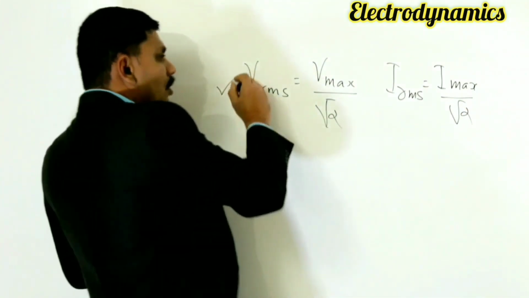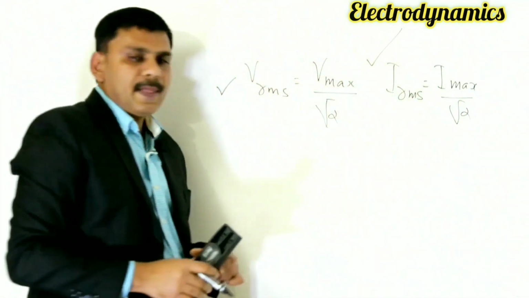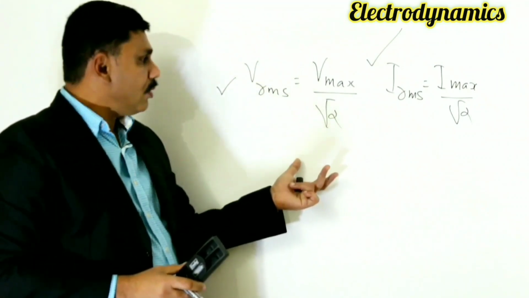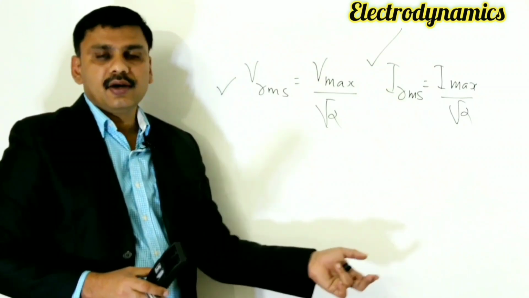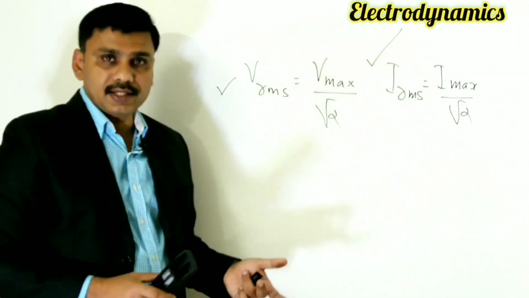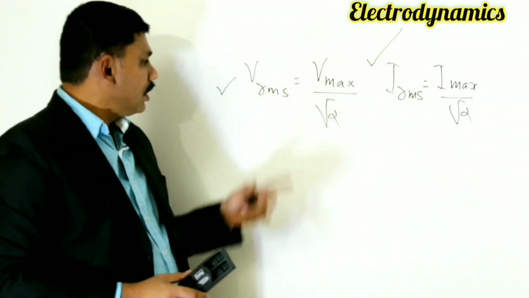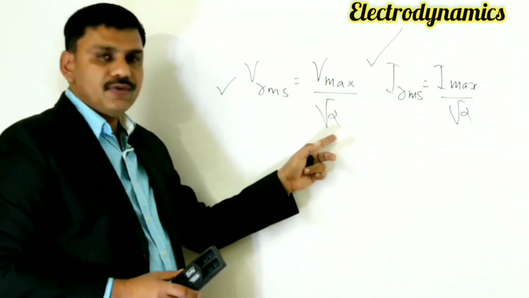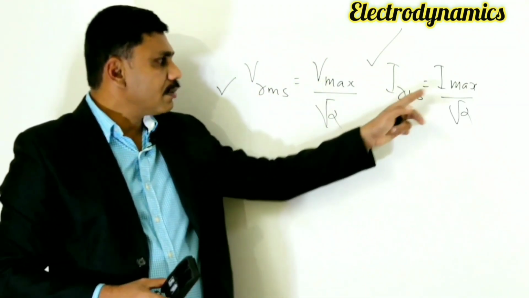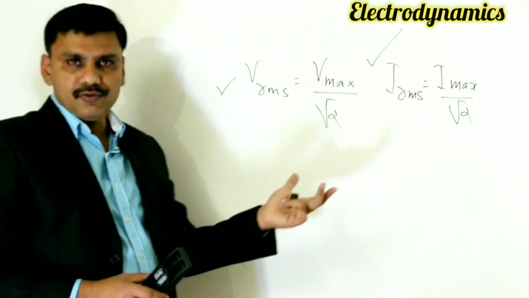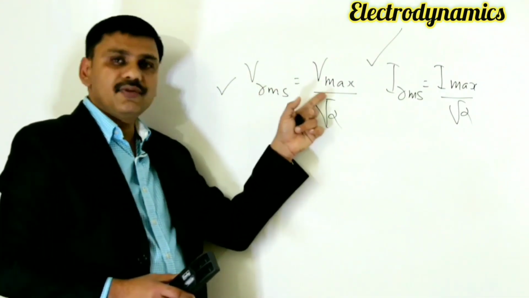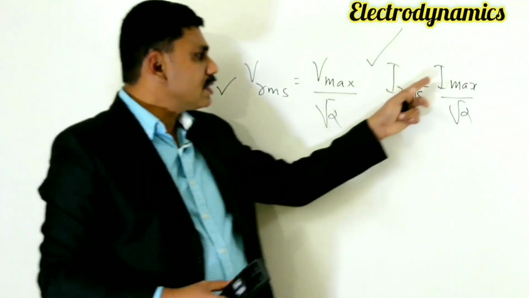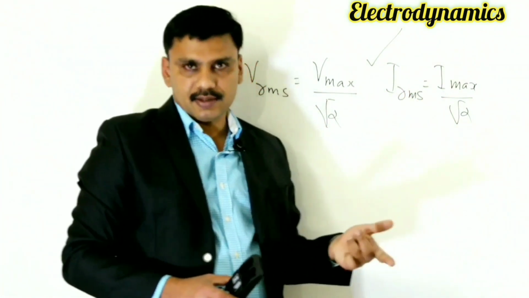So these are the very important equations. The RMS value of an alternating current or an alternating voltage, how will you get it? Vrms equal to Vmax divided by root 2. Irms equal to Imax divided by root 2. From this equation it is clear Vrms is less than Vmax, and Irms is less than Imax.